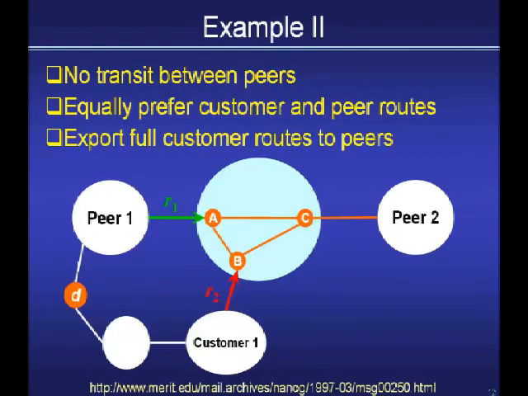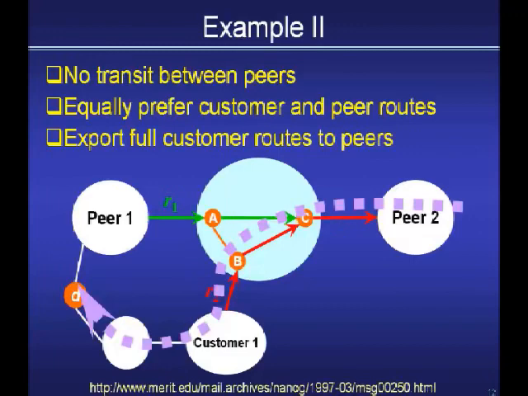So I'm again the AS in the middle, and I don't want to provide transit between peers. So even though I learned 2 routes, and the peer route is a little shorter, I'm not going to tell my peer about it. I'll give it a red route, which I learned through my customer. That's reasonable. And actually, in this case, everybody's happy and traffic flows like that from peer 2 to the destination D.